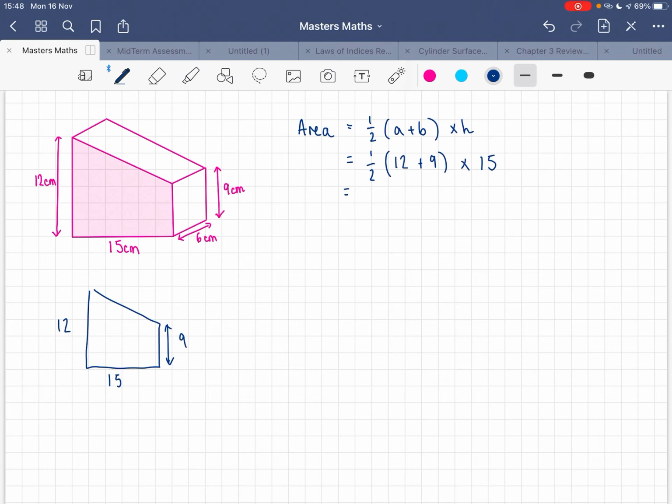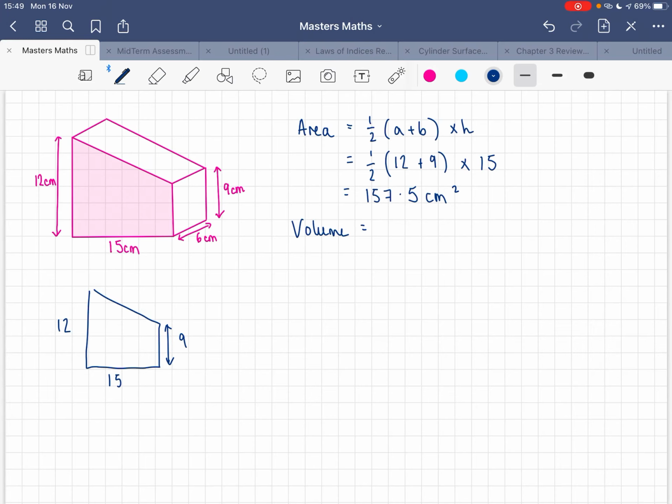So 12 plus 9 is 21. Times it by 15 is 315. And then divide by 2, times by half, is 157.5. That's centimetres squared, because it's an area.